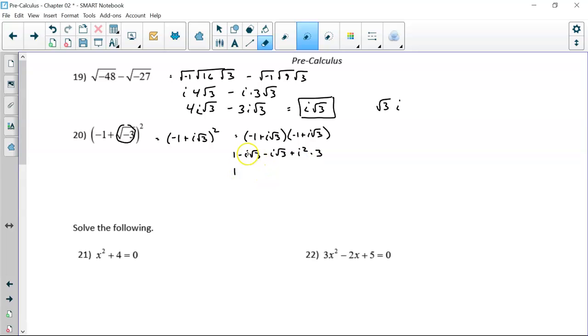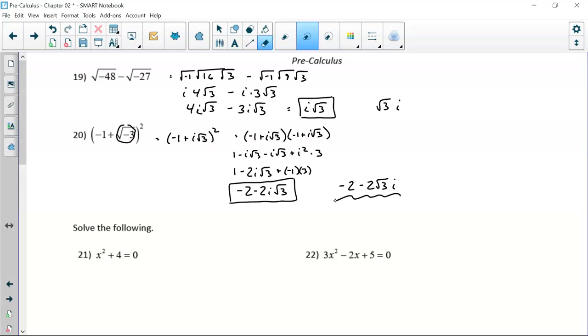So it's 1. Negative i root 3 plus negative i root 3 is negative 2i root 3. And then i squared is negative 1, so plus negative 1 times 3. So that's negative 3. 1 minus 3 is negative 2, minus 2i root 3. Like I said, the book might write it like this: negative 2 minus 2 root 3 i. It's another way to write the same exact answer.